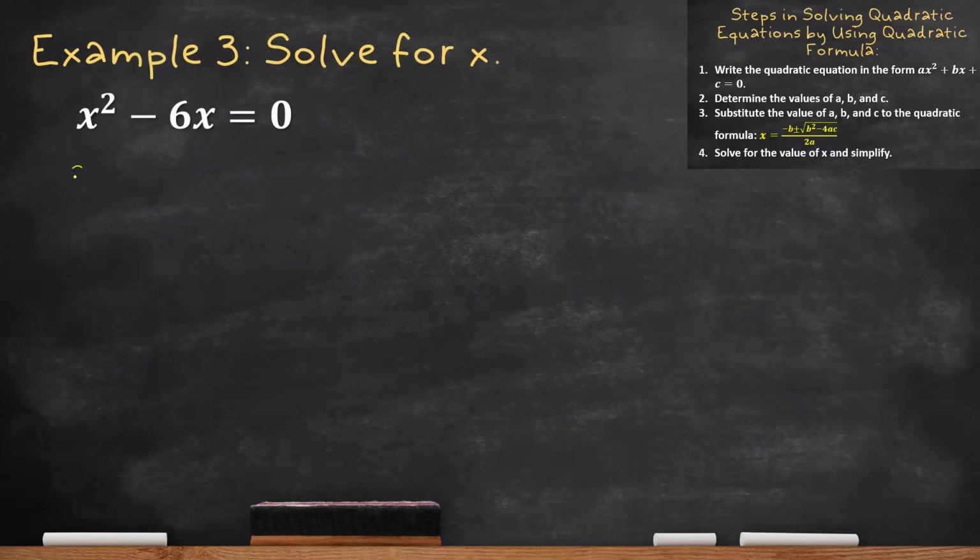So, gagawin na natin, identify the values of a, b, and c. What is the value of a? a is 1, b is what? Negative 6, and c is, what is the value of c? Walang constant, so that is 0.